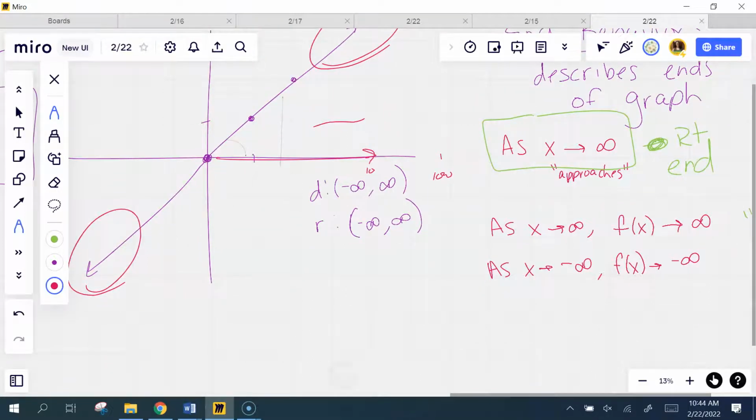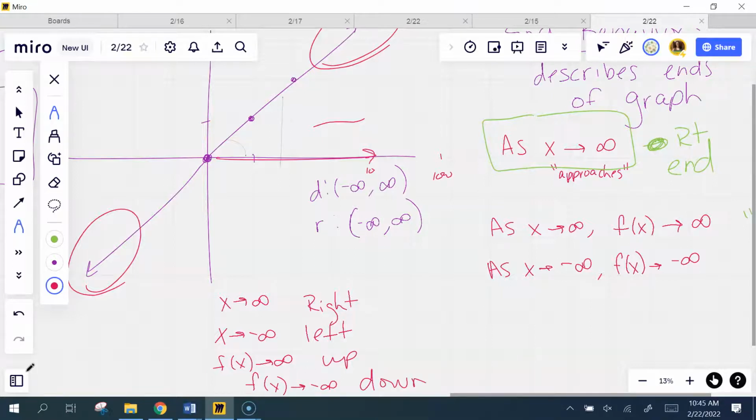So if you need a little cheat sheet, x approaches means right. X approaches negative means left. F of x positive means up. And f of x negative means down.